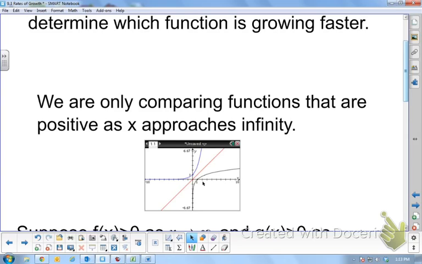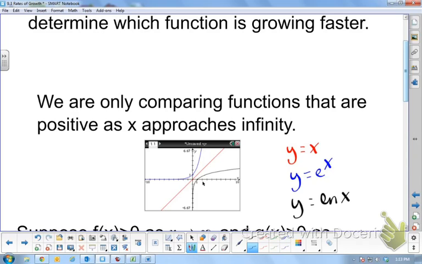So we have three graphs here. Any ideas as to what they actually are? y equals x is the red graph. And the natural log and then the exponential. e to the x is the blue graph. And ln x.